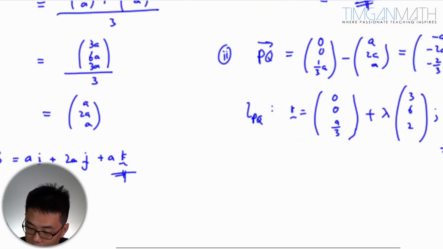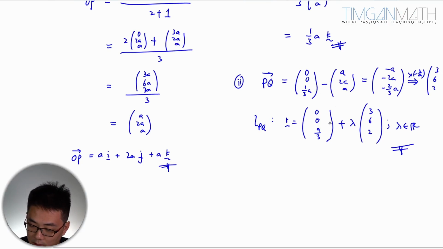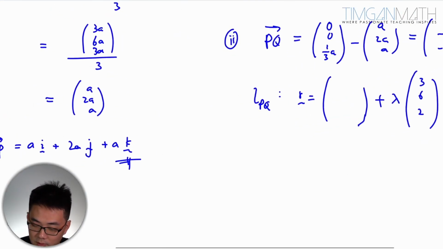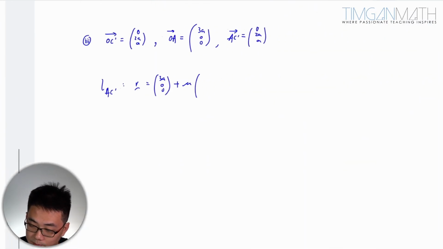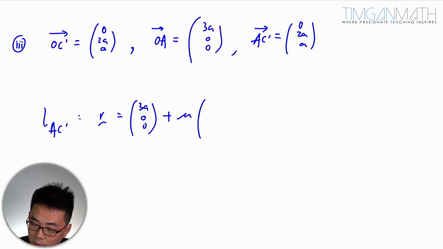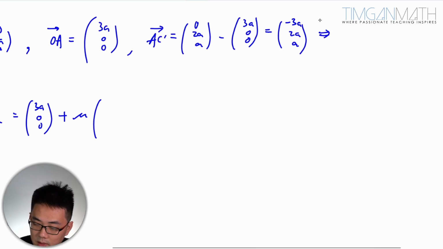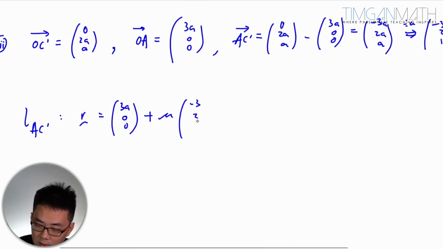just take a normal. OC prime, 0, 2A, A. This one, I think I'll just use OP here because it's easier. I don't want to use fraction. So this is A, 2A and A first. We're going to do this AC prime. This is 0, 2A, A minus 3A, 0, 0. Negative 3A, 2A and A. Great. Okay, so this case here, divide by A because A is a constant, minus 3, 2, 1. So this is minus 3, 2, 1. And this is mu, real value.